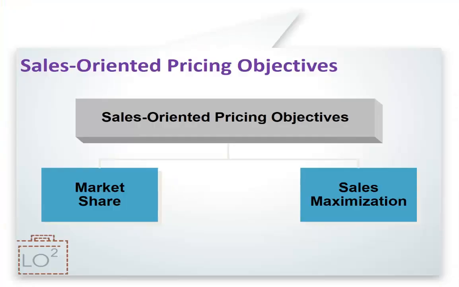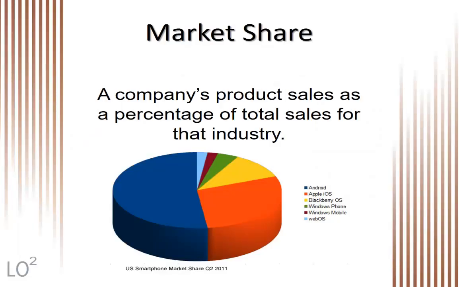Third is sales-oriented pricing. The objectives are based either on market share or on dollar or unit sales. Market share is a company's product sales as a percentage of total sales for that industry. Market share can be reported in dollars or units of products, and the result may be different.